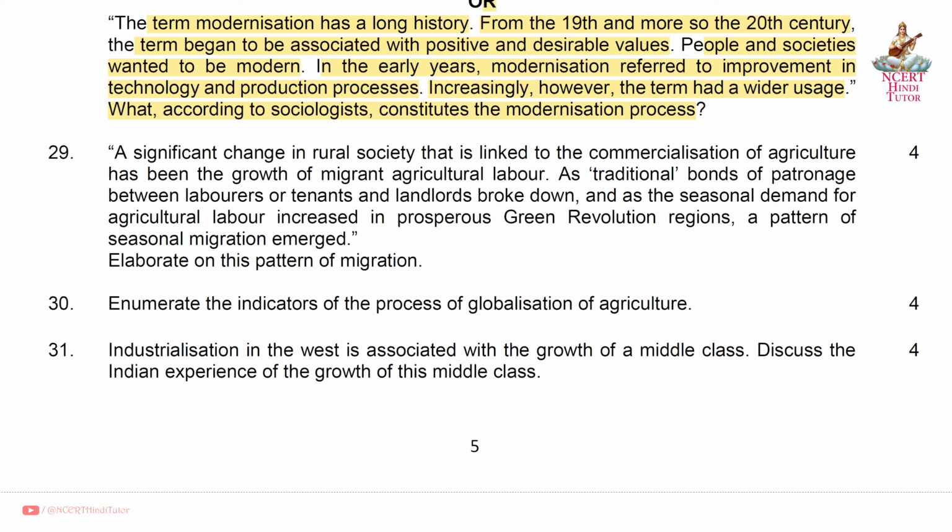Question 29. A significant change in rural society that is linked to the commercialization of agriculture has been the growth of migrant agricultural labor. As traditional bonds of patronage between laborers or tenants and landlords broke down, and as the seasonal demand for agricultural labor increased in prosperous Green Revolution regions, a pattern of seasonal migration emerged. Elaborate on this pattern of migration.